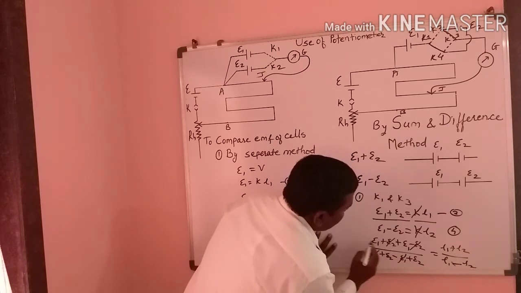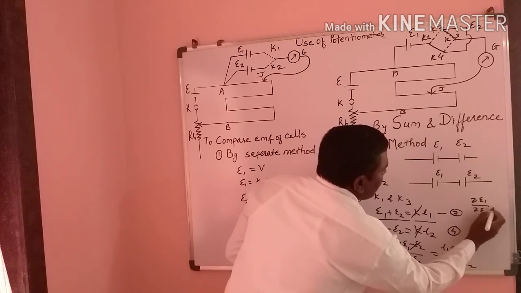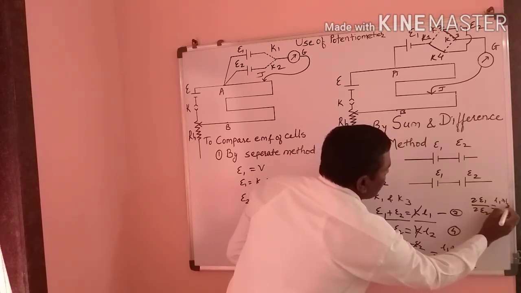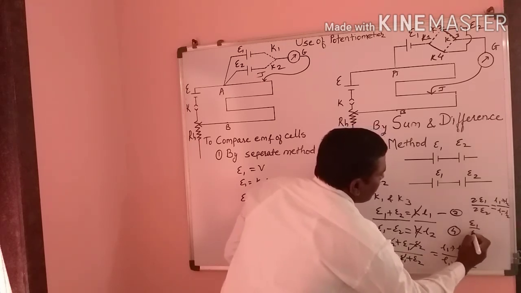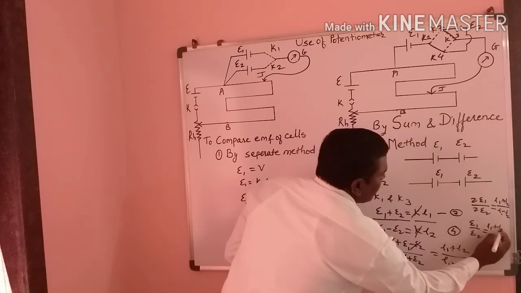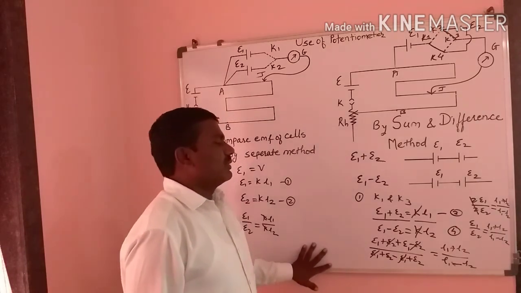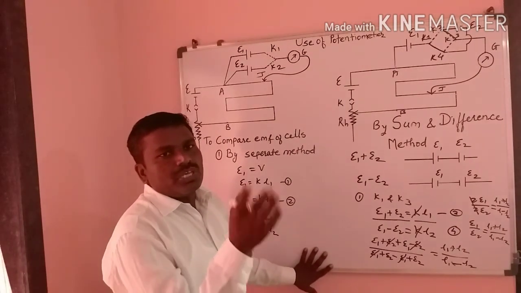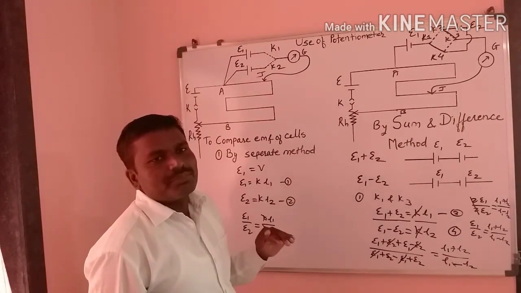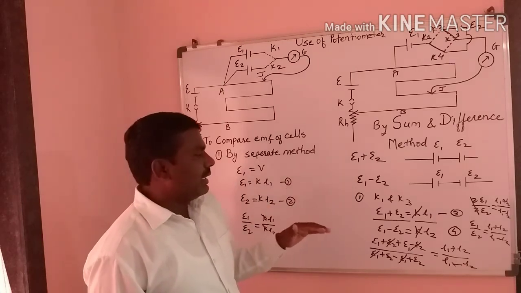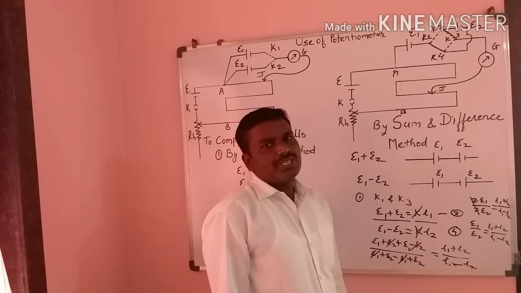Here we write twice E1 upon twice E2 is equal to L1 plus L2 upon L1 minus L2. That means E1 upon E2 is equal to L1 plus L2 upon L1 minus L2. The twos cancel, and from this, in the sum and difference method, we can again compare the EMFs of two cells, and we get E1 by E2 is equal to L1 plus L2 upon L1 minus L2. Thank you.